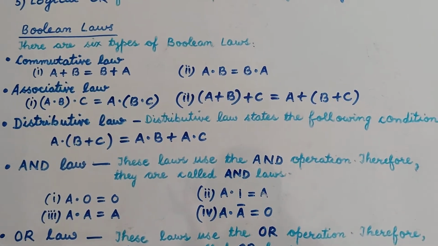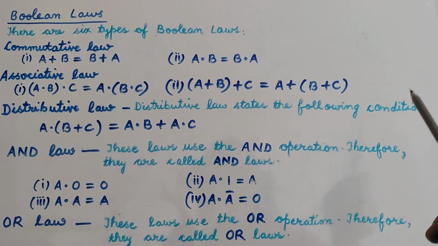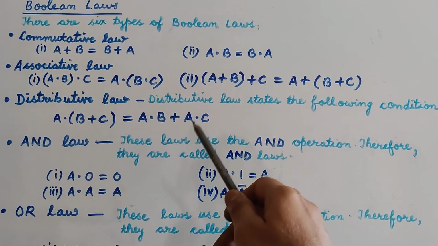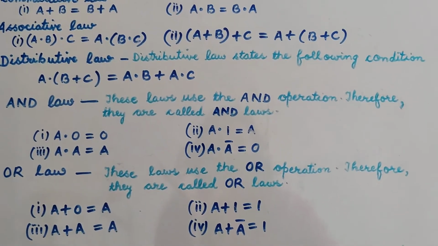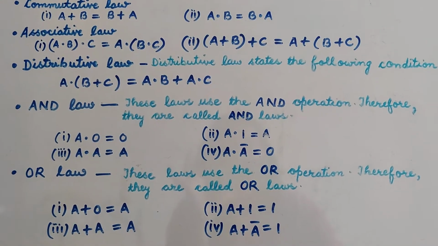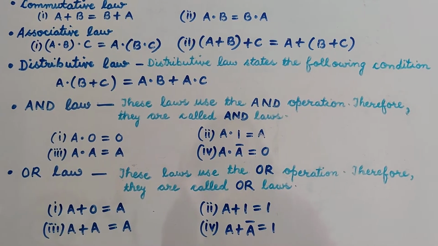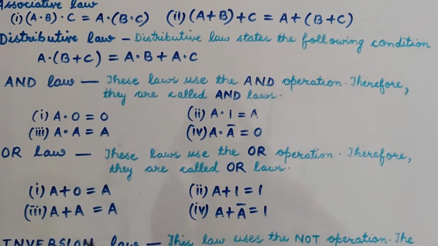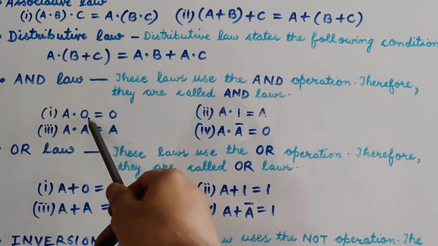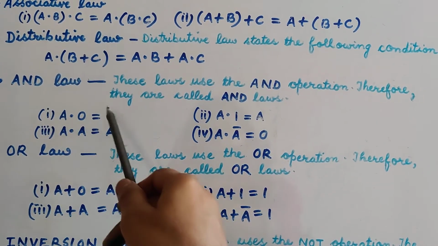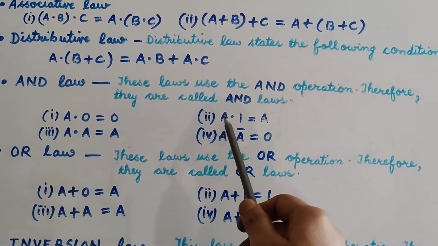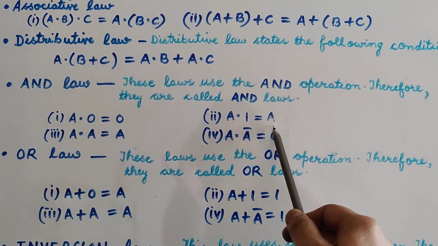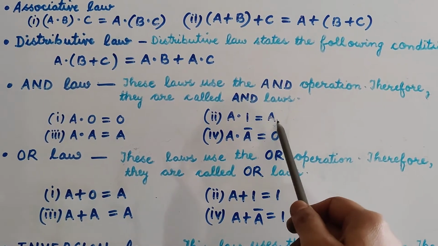The third law is the distributive law. The distributive law states the following condition, that is, a dot (b plus c) will be equal to a dot b plus a dot c. The fourth law is the AND law. These laws use the AND operation and therefore they are called the AND laws. The first law is, if any variable is multiplied by 0, the value will be 0. That is, a dot 0 will give 0. Second law in AND is that if a variable is multiplied by 1, its value will be equal to the value of the variable. That is, a dot 1 will give a.